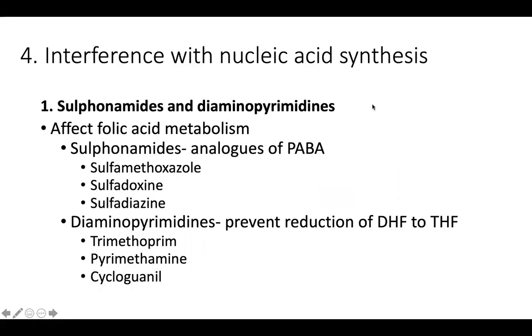So interference with nucleic acid synthesis. The first group are the sulfonamides and the diaminopyrimidines. Now, these affect folic acid metabolism. I'm sure from biochemistry, you looked at folic acid metabolism. So sulfonamides are analogs of PABA. What does PABA stand for from biochemistry?